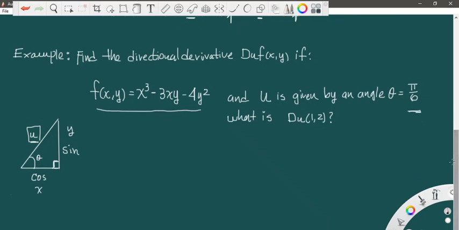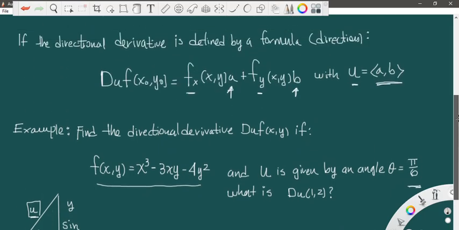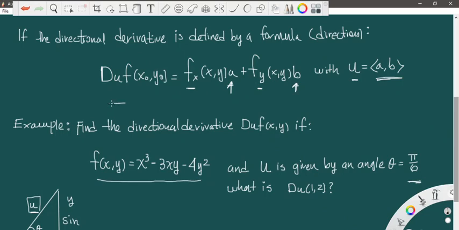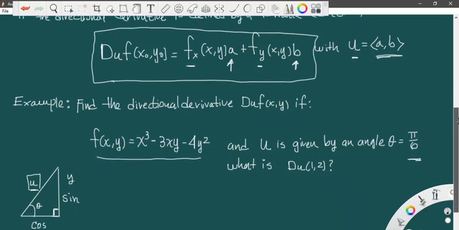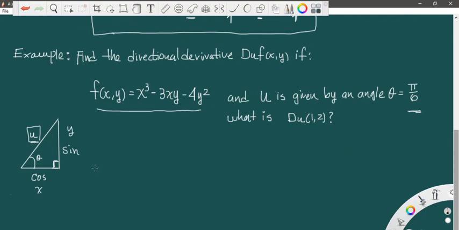Okay, so let's work out this example. We're going to need to redefine this. This is the general form, but we need to keep a little bit of clarity to these A and B components. You know that this A and B are the components of the unit vector U, but here we have a little amount of A, a little amount of B.